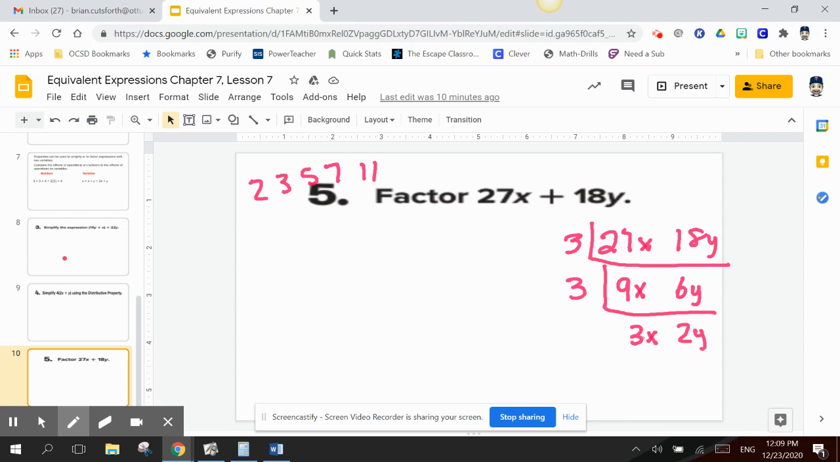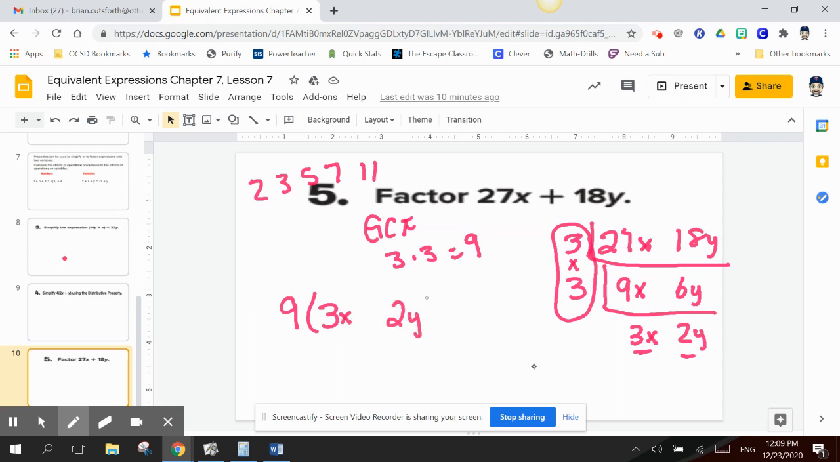So to put this into simplest form, I need to find my greatest common factor. So my greatest common factor is 3 times 3, which is 9. So 9 goes on the outside of my parentheses. We're going to multiply that by these two numbers down here. 3x, 2y, an addition sign in between, and an addition sign in between here.